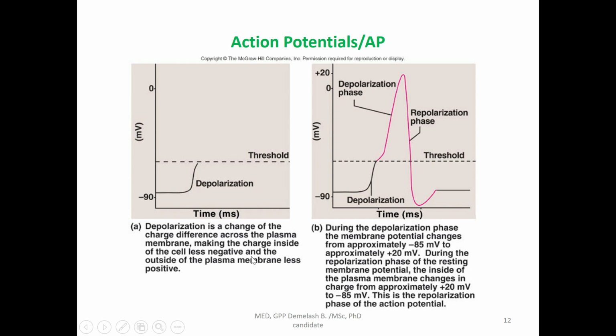Depolarization is a change of the charge difference across the plasma membrane, making the charge inside of the cell less negative and the outside of the plasma membrane less positive. As you see in figure B, during the depolarization phase, the membrane potential changes from approximately minus 85 millivolts to approximately plus 20 millivolts, as we see here. During the repolarization phase, the inside of the plasma membrane changes in charge from approximately plus 20 millivolts back to minus 85 millivolts. This is the repolarization phase of the action potential. Here it is.